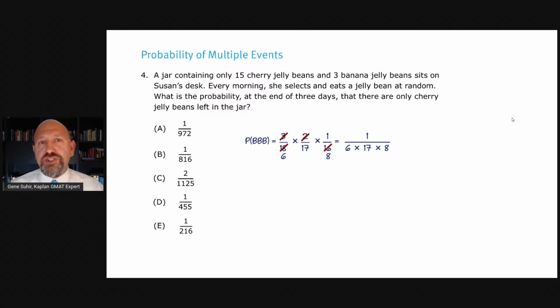Consider what the last digit will be for 6 times 17 times 8. 6 times 7 is 42, ends in a 2. Times 8 is 16. We need something that ends in a 6. B and E are the only games in town. And if you consider that 6 times 8 is 48 times 17, it's going to be way bigger than 216. Well, so then it's got to be B. That then is answer choice B.